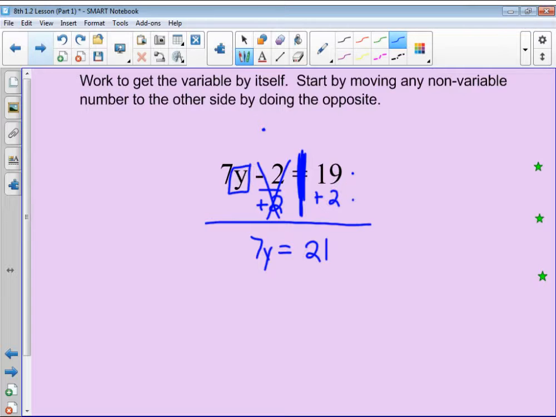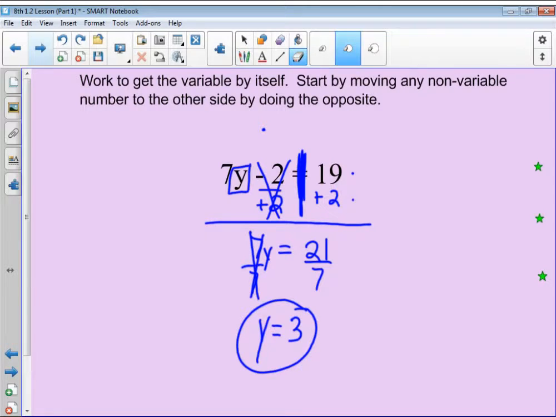Now we're back down to a one-step equation that we solved in lesson 1. So our next step is to go ahead and get that 7 times y separated out. Right now the opposite of multiplying is to divide, so we're going to divide by 7 to get it away from the y. So we'll come over to the right side of our equal sign and divide by 7. We now have y by itself equals 21 divided by 7 is 3. So here we found out that y equals 3.